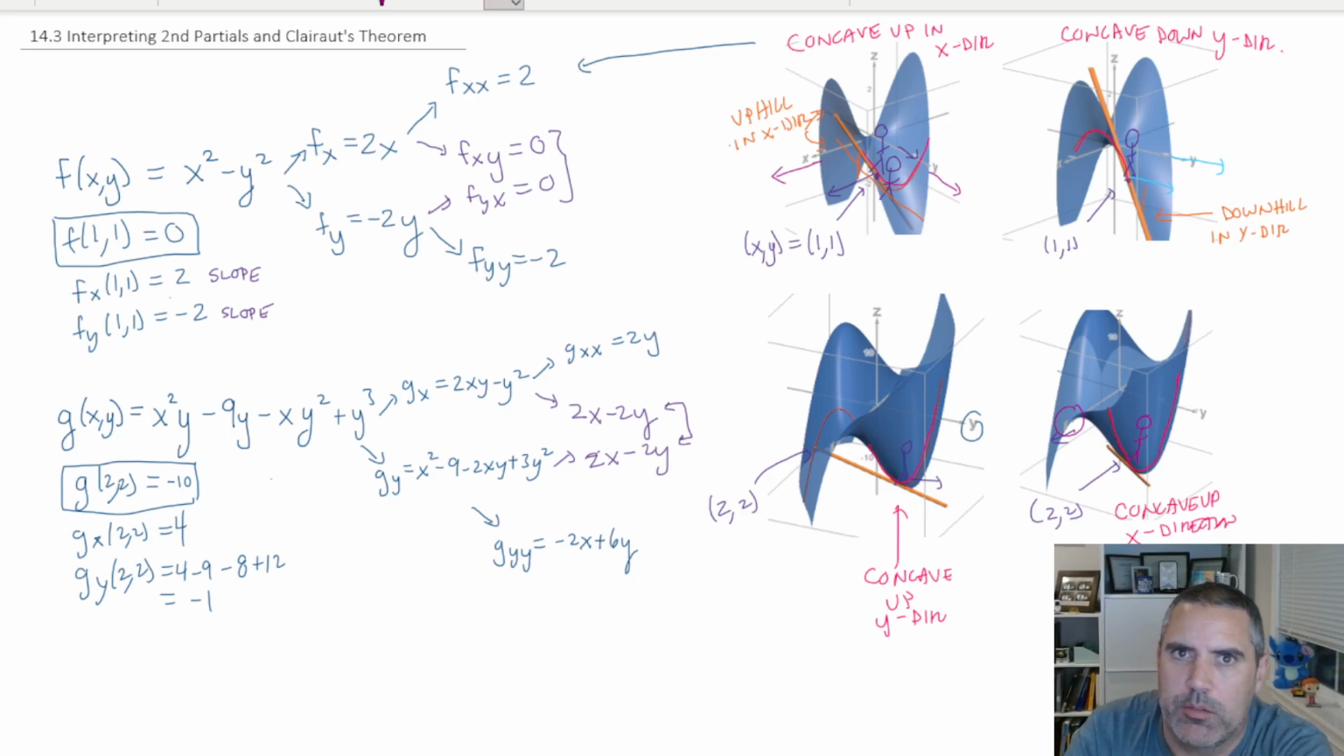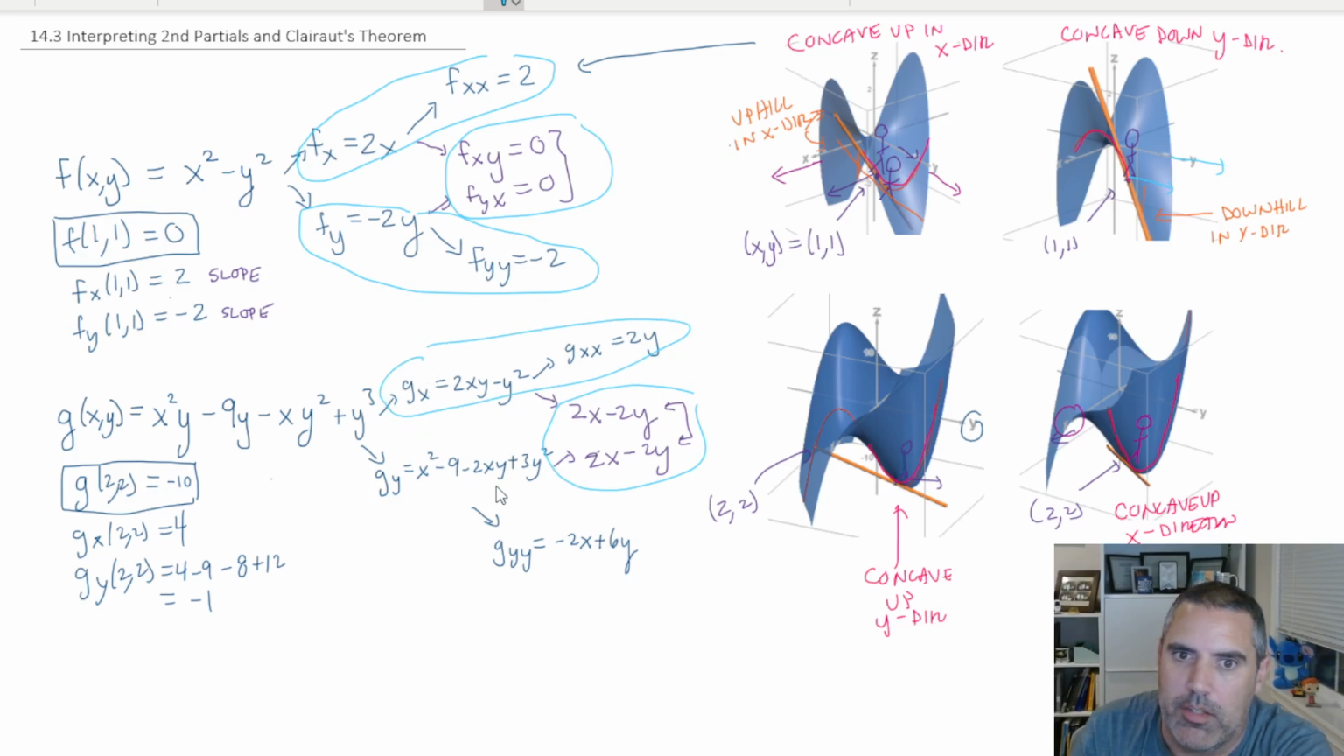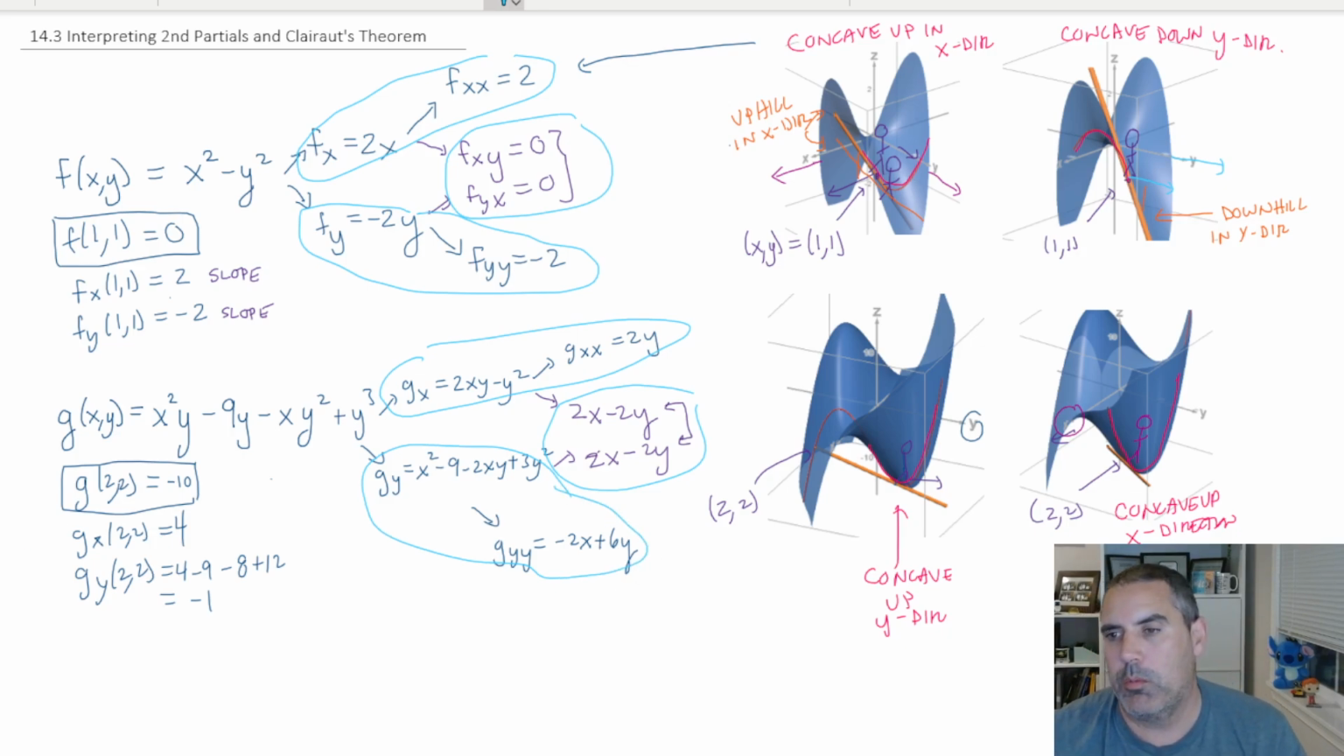So usually the biggest question students have is, what does this mixed partial tell us? Everything else should be familiar. It's concavity in the x direction, concavity in the y direction, concavity in the x direction, concavity in the y direction. So what about this mixed partial? And I'm going to show some visuals, and then I'll finish with some history.